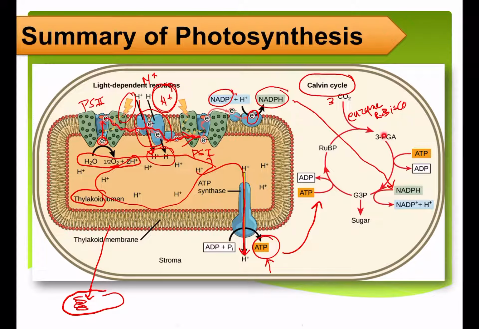And it makes 3 PGA, and then 3 PGA gets made into glyceraldehyde 3-phosphate using your ATP and NADPH. 3 molecules of CO2 make 6 molecules of this glyceraldehyde 3-phosphate. 1 comes out to make your half glucose. The other 5 get recycled back into RuBP to continue going through this Calvin cycle again, again, and again.